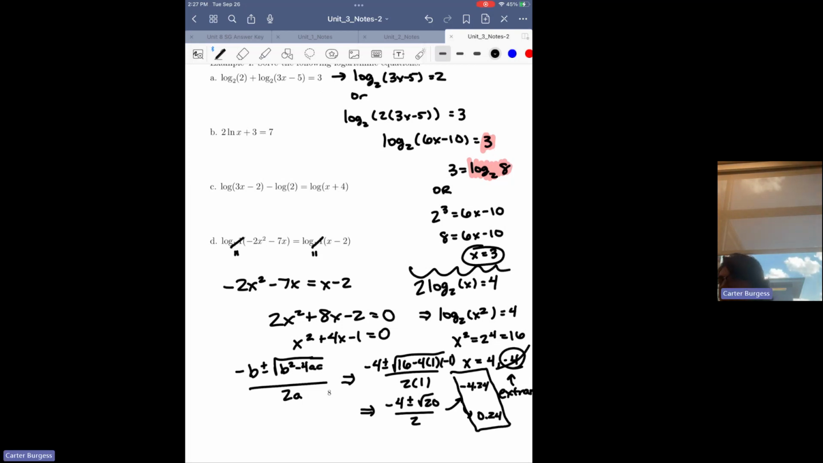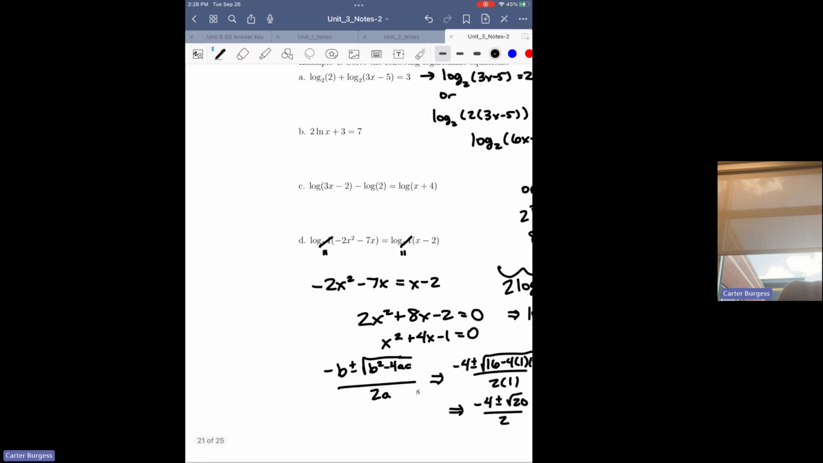Awesome. Am I done? No, what do I have to check? See if they are extraneous. We could absolutely take both of those and plug them into negative 2x squared minus 7x, but I actually noticed something that's going to go even faster. What happens when I plug both of these into log base 11 of x minus 2? They're both negative. I get two negative inputs in my logarithm. And so neither of these are solutions. They are both extraneous. And in fact, there are no solutions.